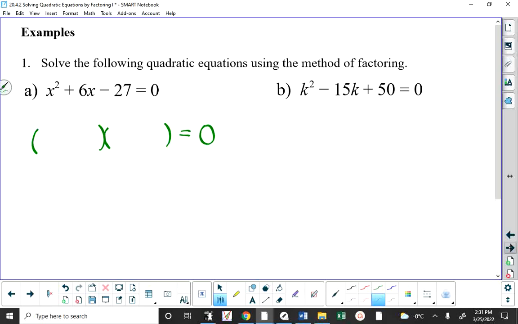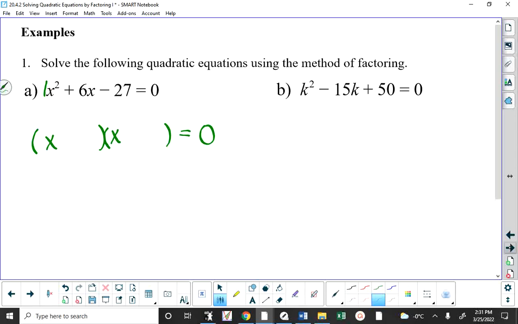So we're going to put an x here and here because the first term is 1x squared. If it's not 1x squared, that's a different kettle of fish that we'll deal with when we get back from the spring break. Now what you have to do is find two numbers that multiply to give negative 27 and add to give 6.